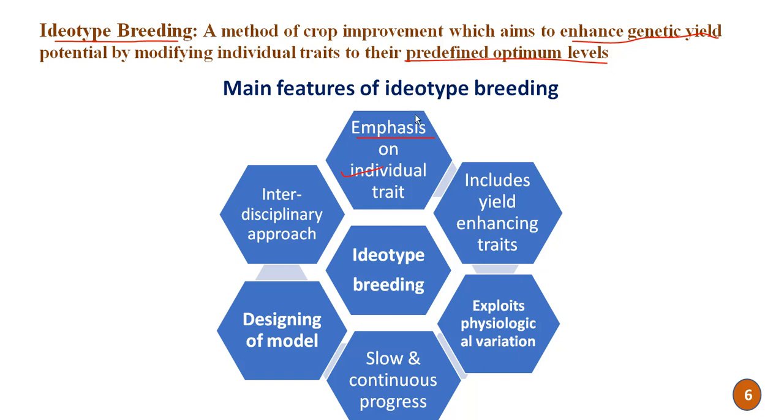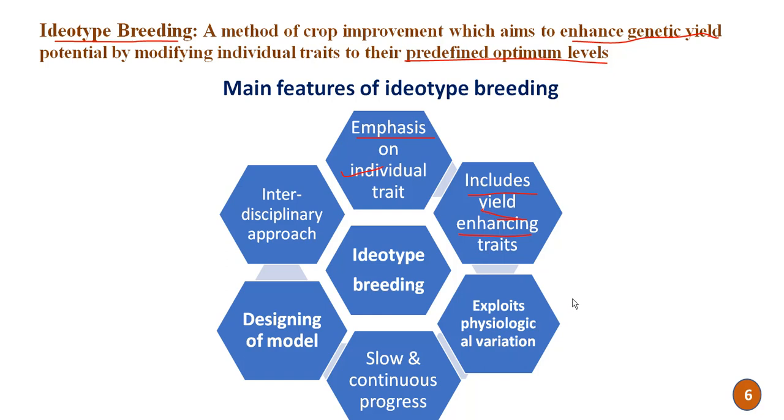Second one is that it includes yield enhancing traits. Ideotype breeding must include the yield contributing traits, such as various characters which are correlated with the yield, and out of that only those characters which exhibit positive association with yield are included in this model.